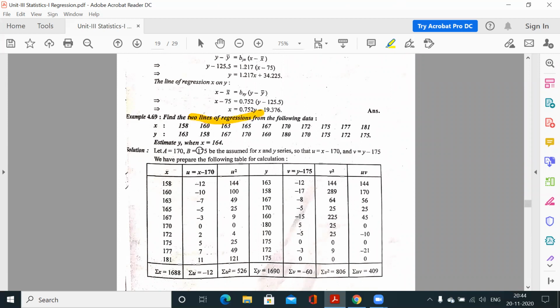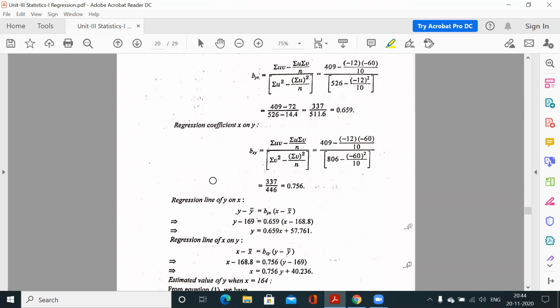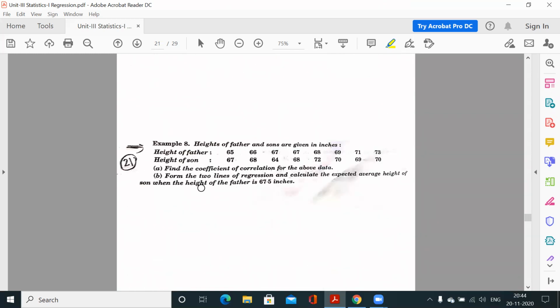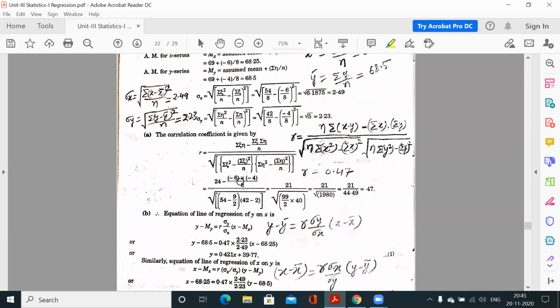Again, find out the two regression lines and estimate y. Whenever you have to estimate y, we will use the y line, the regression line of y over x. The same question is there. Find out the coefficient of correlation and the two regression lines. The same question is there, nothing new.